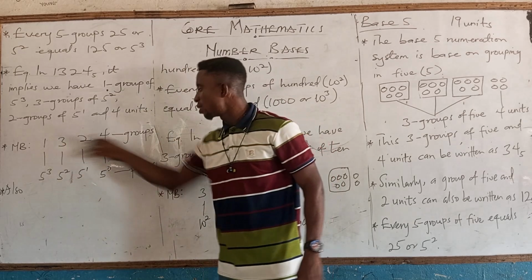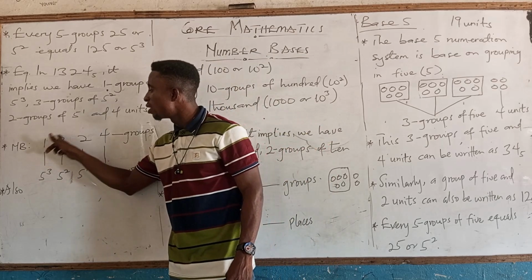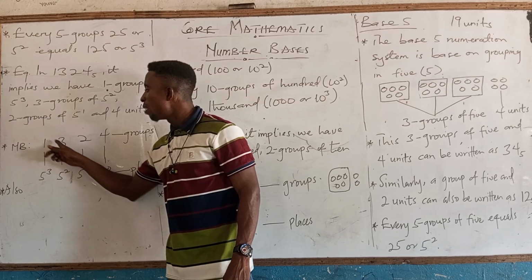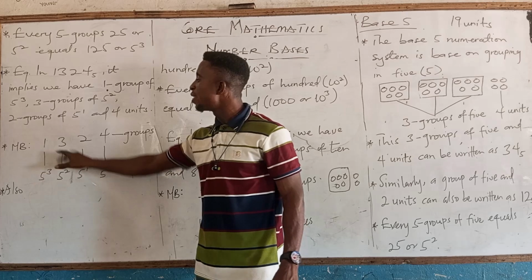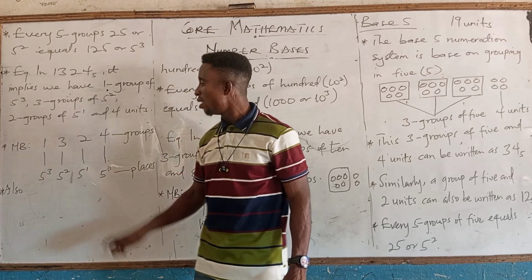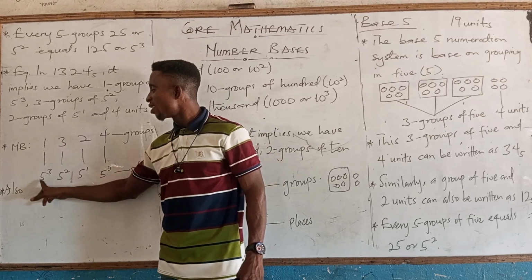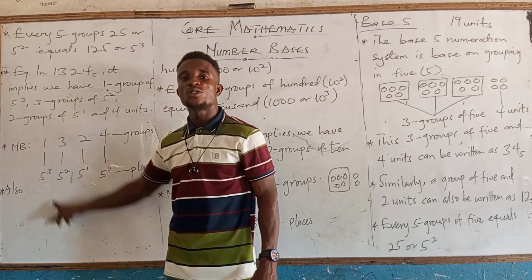So we have the groups and the places. What is the place of this 3? The place of these three is 25. So meaning we have three groups of 25. Are we getting that? The place of this one is 125. So meaning we have one group of 125.